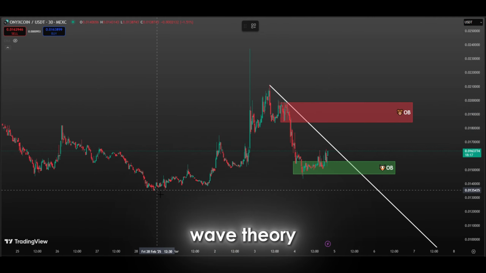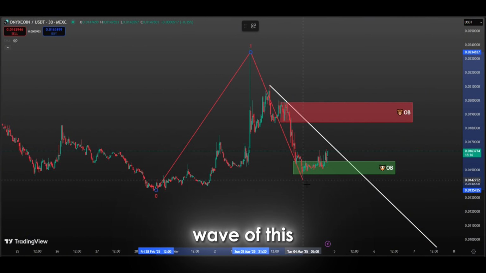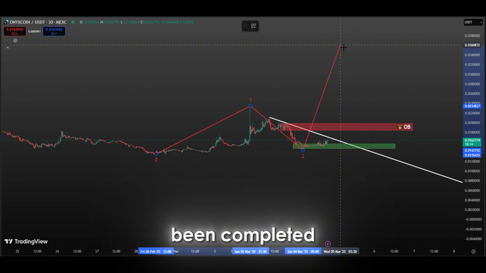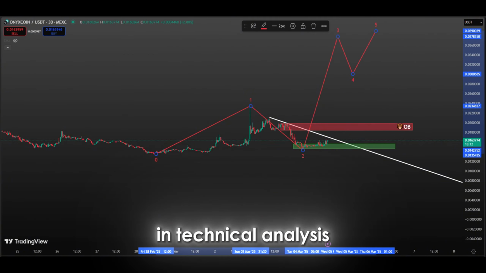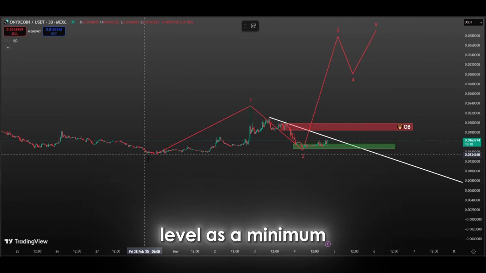According to Elliott wave theory, there is a cycle of 5 major waves in price action, and the third wave of this cycle is actively developing. The first 2 waves have already been completed, and the third wave is usually the strongest and most prominent. In technical analysis, the third wave should advance to the 1.618 Fibonacci extension level as a minimum.